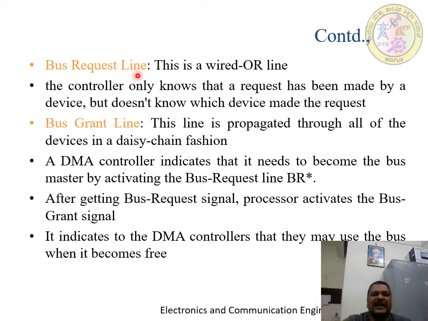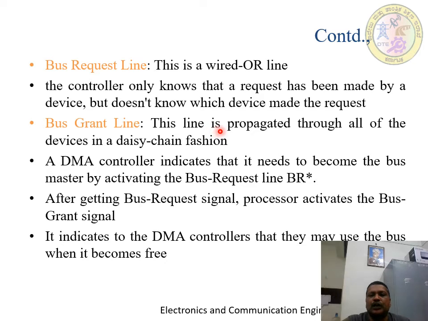Now we can see the bus request line. This is a wired-OR line. So many devices have been connected, wired-OR, and a bus request line is generated from all those devices. The controller only knows that a request has been made by a device but doesn't know which device made the request.